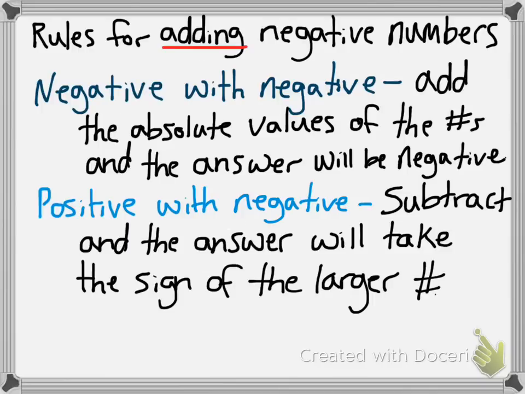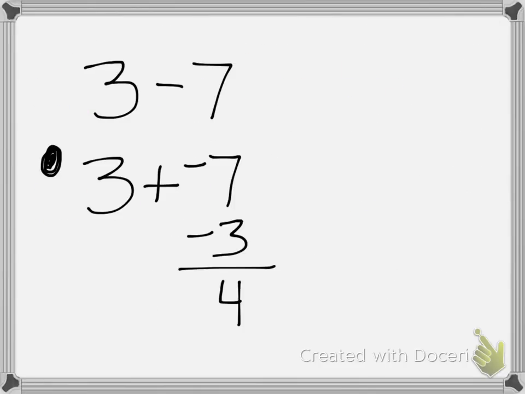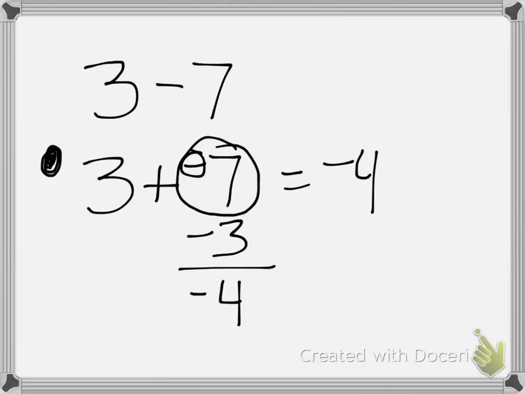Now, the second part of this step says the answer will take the sign of the larger number. Well, when we look at the problem, the larger number is 7. And the 7 in the problem is a negative number, and so our answer is going to be negative. So 3 minus 7 is going to give you negative 4.